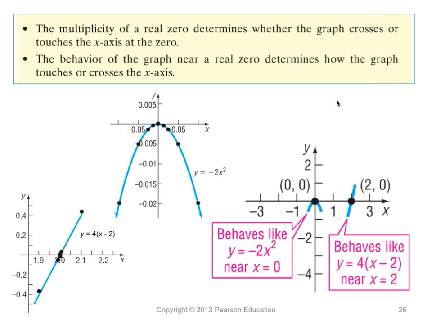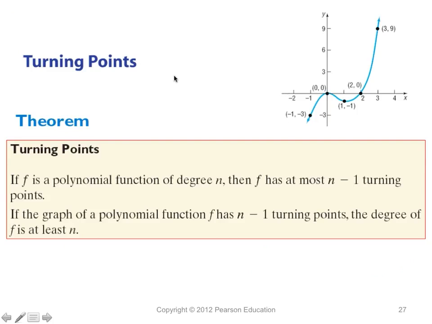Okay, so the multiplicity determines whether the graph is going to cross or touch the x-axis at a 0. Again, remember E.T., even touches. And then the behavior of the graph near a real 0 determines how the graph crosses or touches. It can look a little different based on what the graph near the real 0 looks like. So this one behaves like a line, this one behaves like an upside down parabola. Now the next theorem, and we're going to put this all together in just a minute. We're going to go through all of these little pieces and then put them together to create one nice graph.